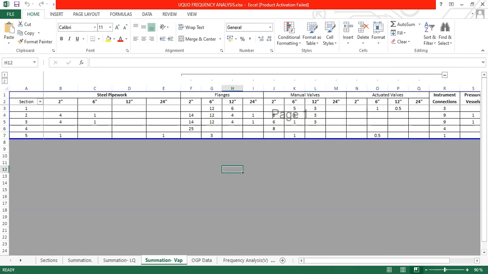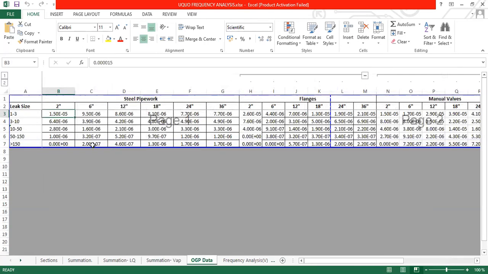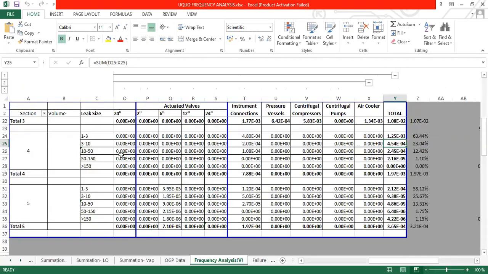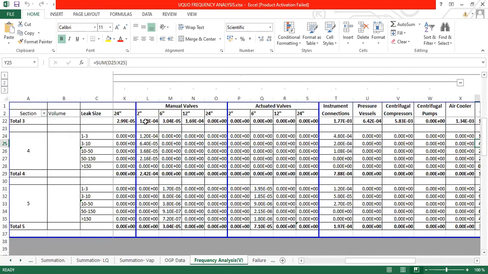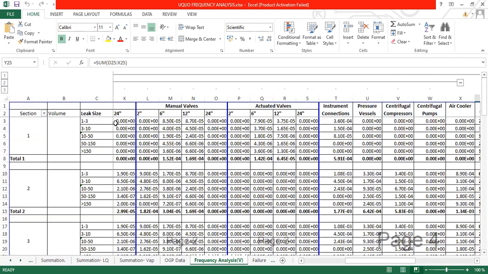And so what do we do with this data? We have the OGP data, as I showed you before, we put it in Excel. So to do the frequency analysis for the vapor phase, what we did was that we multiplied, for example, for a 1 to 3 inch leak size, to know the 2 inch. So let me go to the frequency analysis tab. And we are under, let me come to the manual valve section. So question is, how did we get this 0 that we have here?